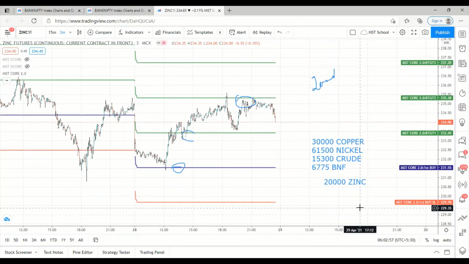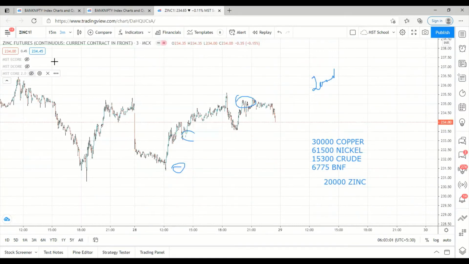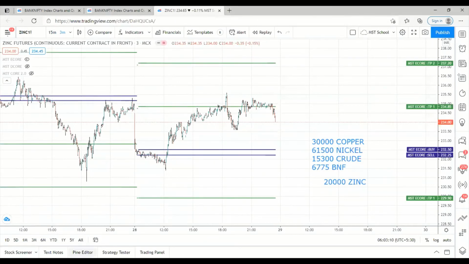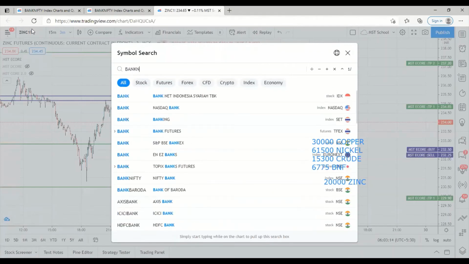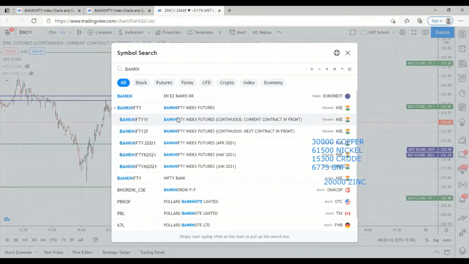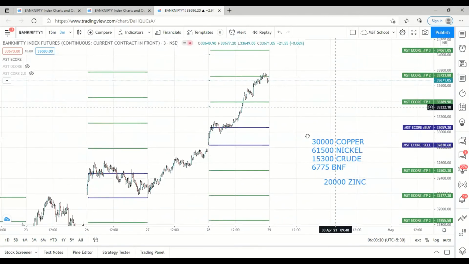Okay, so this is about the MST Core 2.0. Now we have one more indicator which is only for the equity stocks and for the Bank Nifty. So what is the indicator? Now I will go to Bank Nifty. I will select index features. So this one.